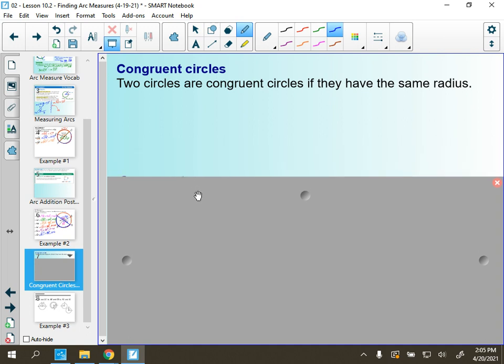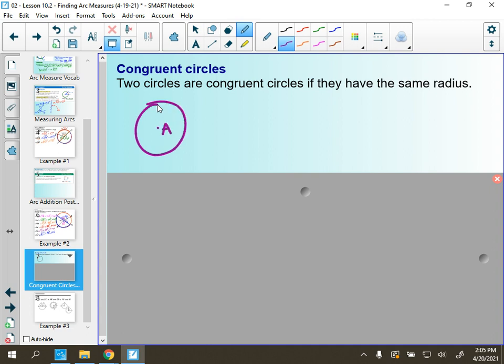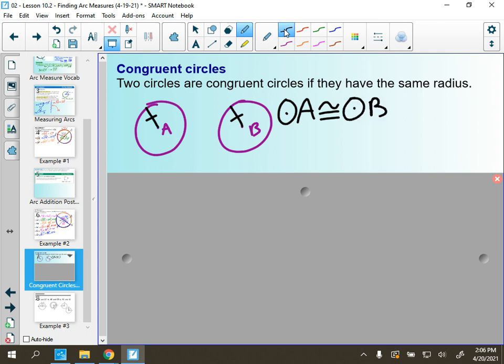Congruent circles. What does it mean for two circles to be congruent? Well, two circles are congruent if they have the same radius. That's short and sweet, plain and simple. So if I have a circle A and a circle B, and I say, are those congruent? You say, I have no clue, until you know that this radius is the exact same as that radius. Now I'm good. I could definitely tell you that circle A is congruent, exact same size and shape as circle B.